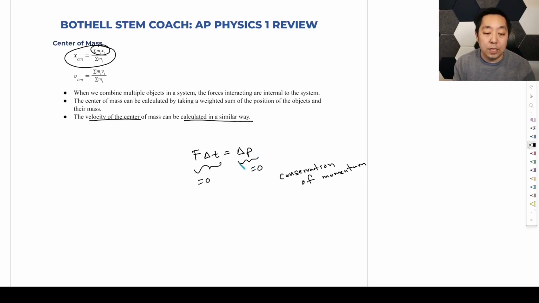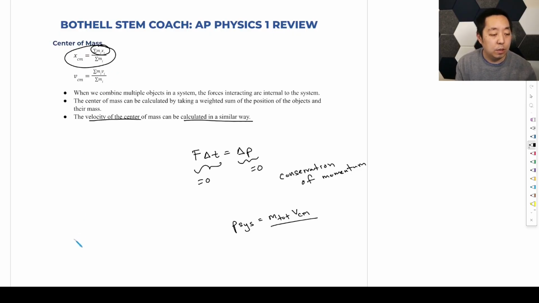But one thing to keep in mind is if the momentum of the system doesn't change, the velocity of the center of mass doesn't change, because the momentum of a system is going to equal the total mass of the system times the velocity of the center of mass of the system. Okay, so that's one thing to keep in mind.